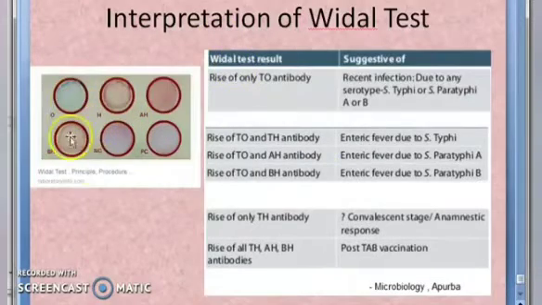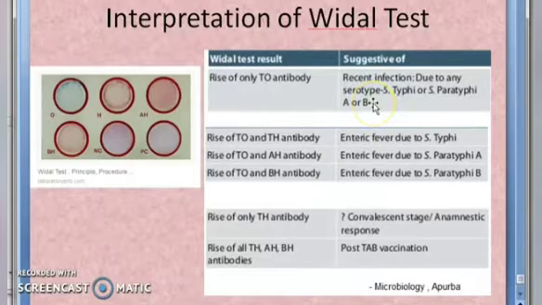Now, let us just look at this. This is a slide. They have done it on a slide. It's not very precise. When you do it on a slide, you should actually do it in tubes. But let us say the slide you have done as a screening test. And you can see that O antibodies are present. So, O agglutination will be there. So, TO has agglutinated. That means it can be anything. It can be Typhi, Para-Typhi A or B.